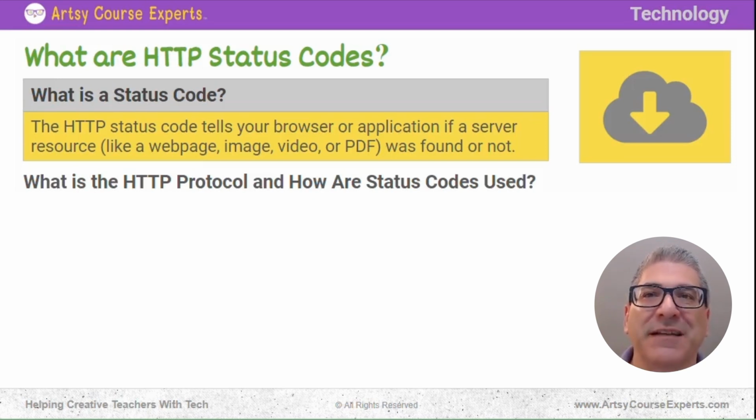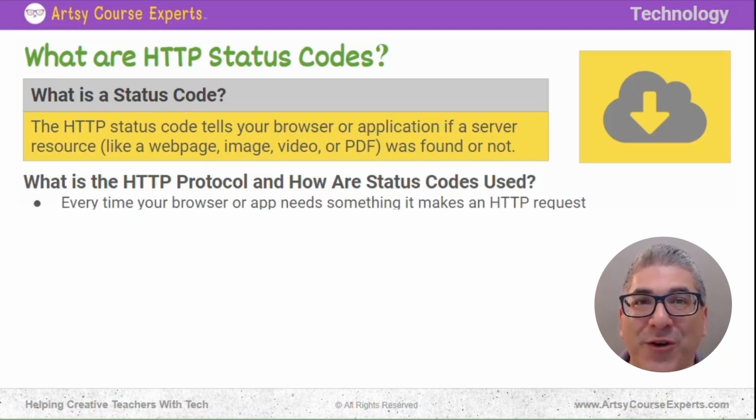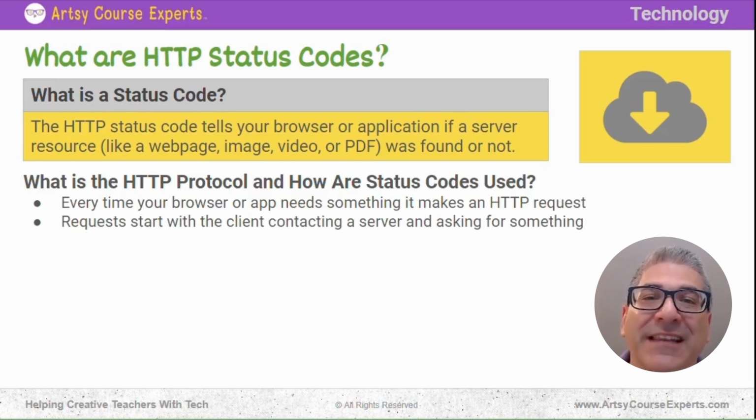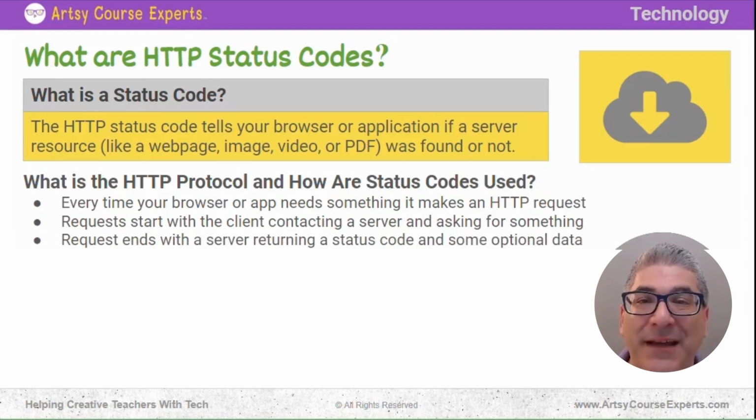So let's go through this step by step. Every time your browser or your application needs something, it makes an HTTP request. Think of it like a telephone call. Every time your browser needs a little bit of information from your course system, it makes a phone call and says, "Hi, course server, I would like to ask for something. I would like the logo for this course." Then the server says, "Oh, okay, I understand you've asked for the logo. I have that logo, and here it is. And by the way, that was a success."